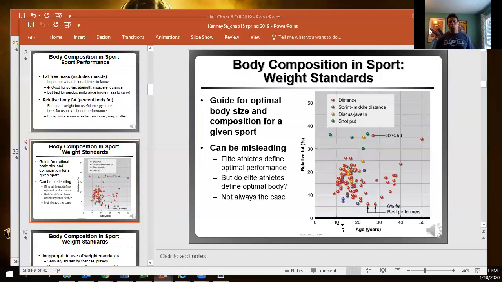Now, give me a sport where you see a wide variety of body types, one that would be really, really difficult to say, you know, what is the best body type to have to play the sport? Track and field?